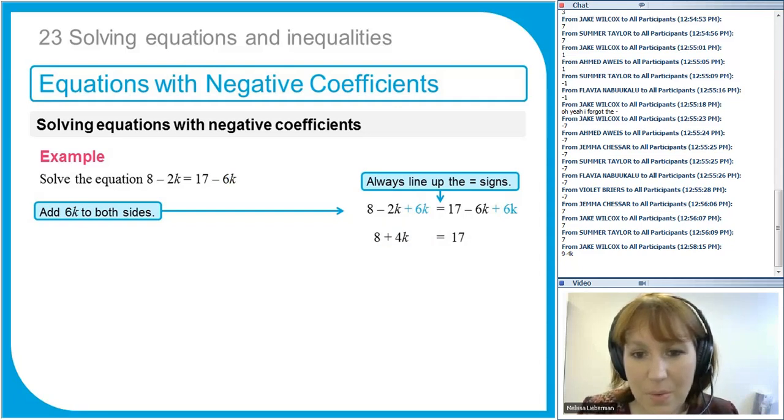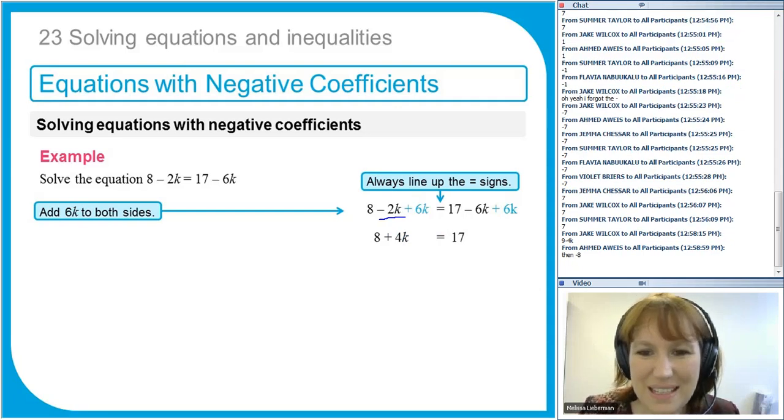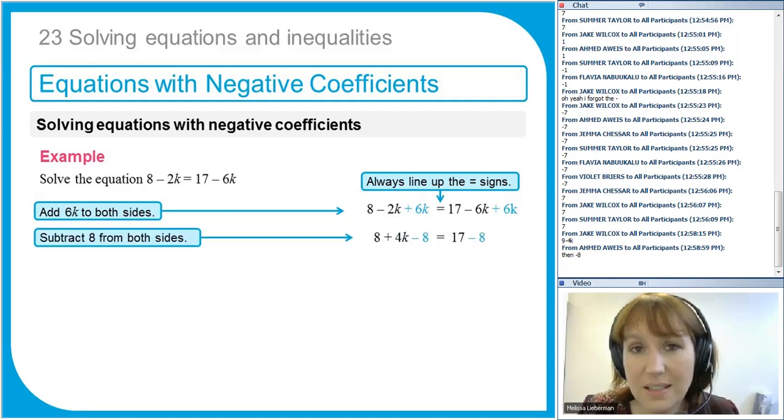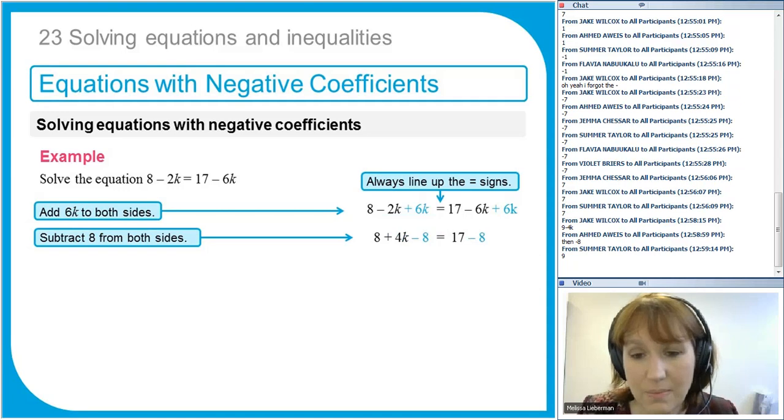Is everyone happy with this step, that minus 2k plus 6k? You need to be very good with plus and negative numbers when you're doing algebra. And then 17. Yes, Ahmed, good. And then subtract 8 from both sides. So I want 4k on its own. So the next step will be to subtract 8 from both sides. So 17 take away 8 is 9. So I've got that 4k equals 9.